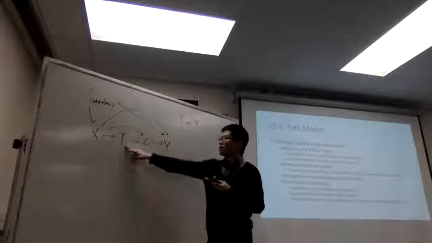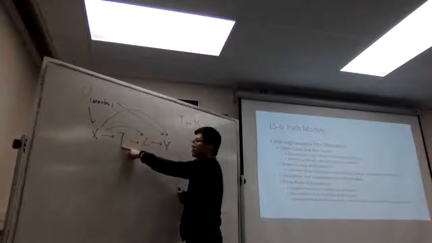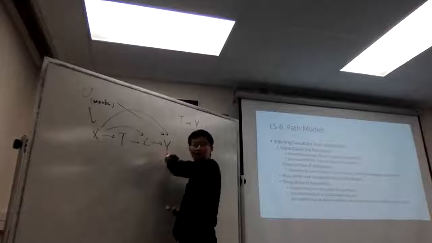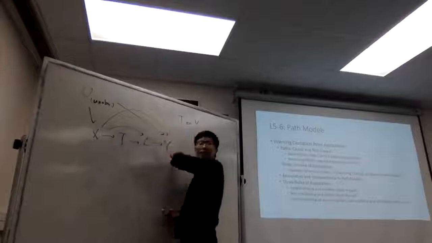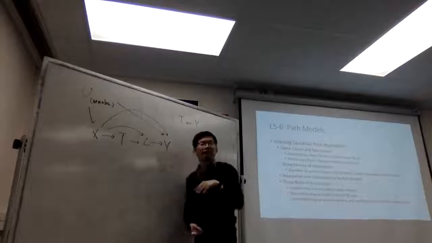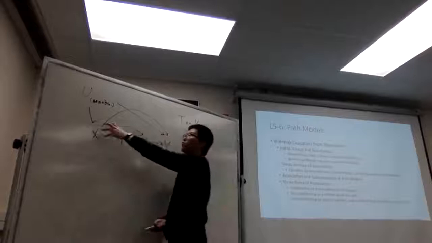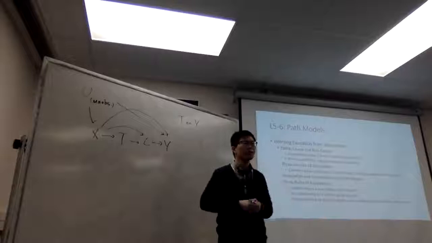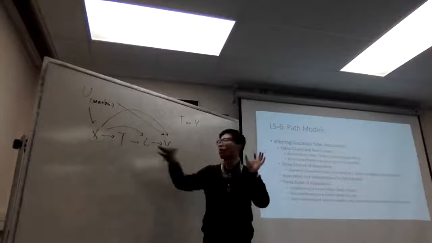T, C, Y is a causal path, right? And T, X, C, Y is a non-causal path. T, X, Y is a non-causal path. T, X, U, Y is a non-causal path. Does that make sense? So all of the non-causal paths have a common factor, which is X. So if you control for X, then you have all the non-causal paths blocked. So the causal identification is basically about opening all the causal paths and blocking all the non-causal paths. Okay.